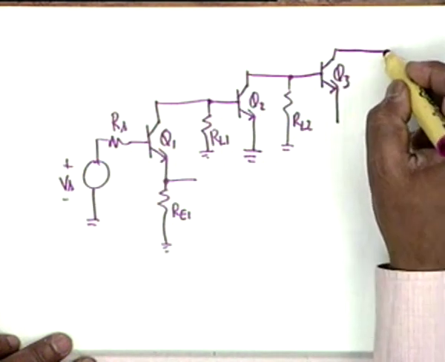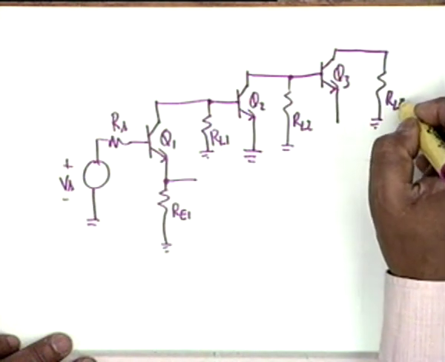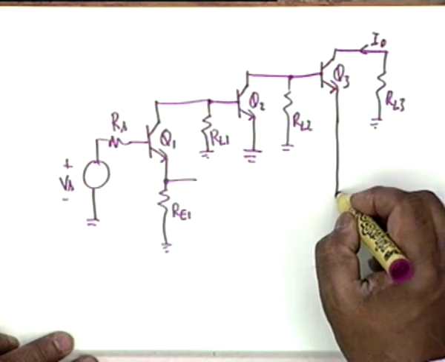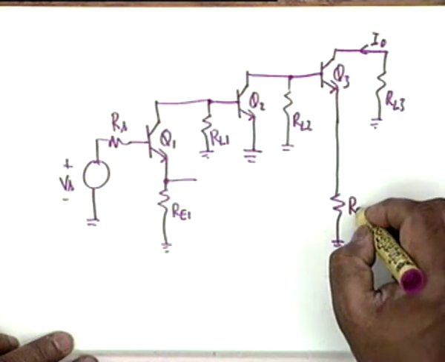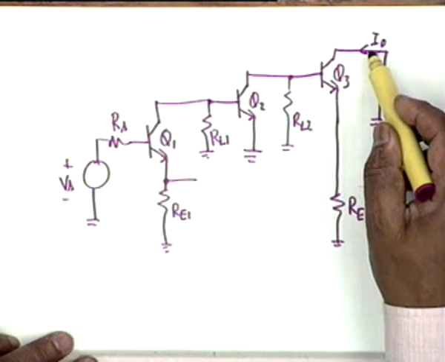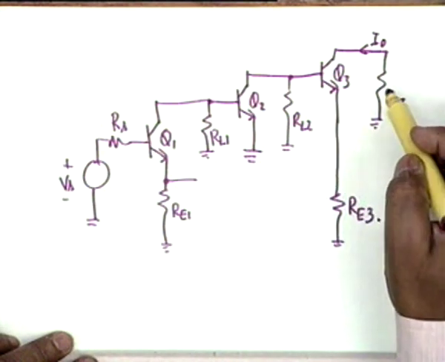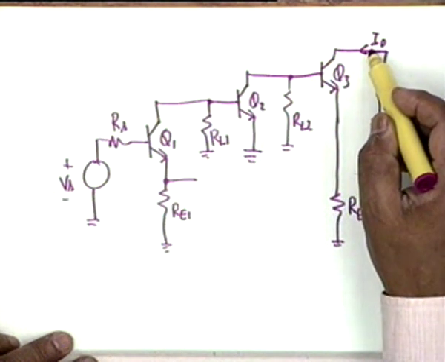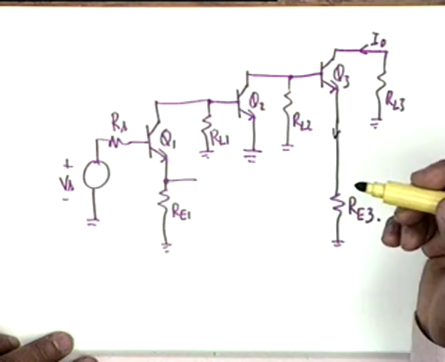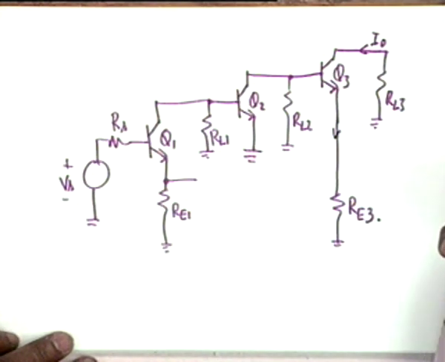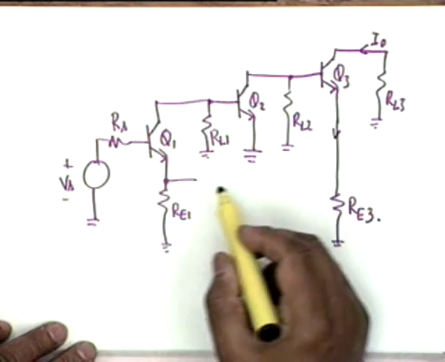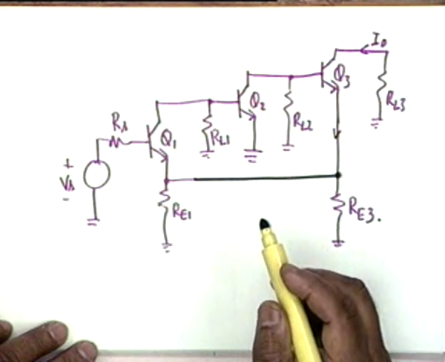There is a load RL3, and the current is sampled by means of a small resistance at the base of Q3, we call this RE3. If I had to sample the current, I should have taken it from here, but I don't, because this will load the Q3. Instead of taking it from here, I take an approximately equal current. You know that this current is I0 by alpha, where alpha is very close to unity. Alpha is beta divided by beta plus 1, and this current is sampled by RE3, a small voltage is developed, and this current is fed here through this.